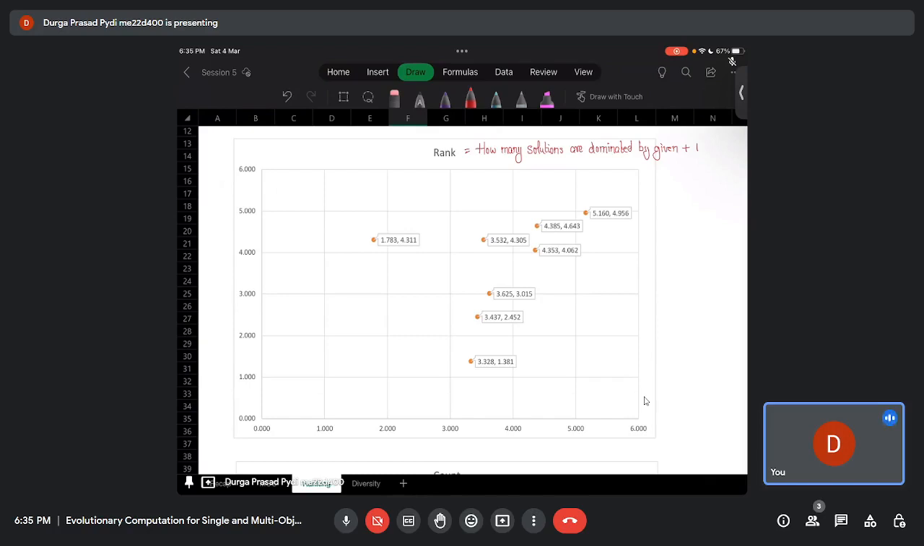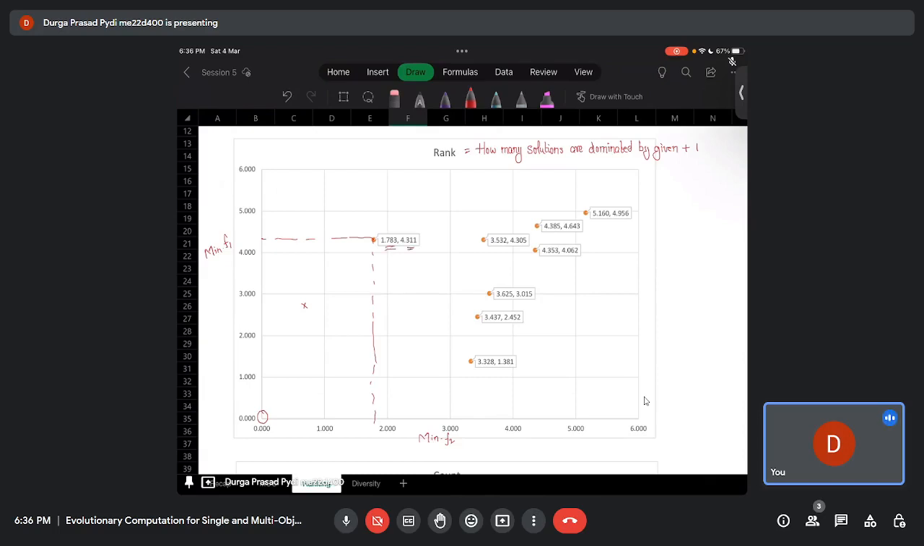If you consider the first point, how do I obtain how many solutions are dominated by this point? If your objective is to minimize both F1 and F2, ideally you want to have some point over here. If there is any solution in this particular region, say a solution here, this solution will dominate the other solution for sure, because it has values of both F1 and F2 which are less than the values 1.8783 and 4.311.